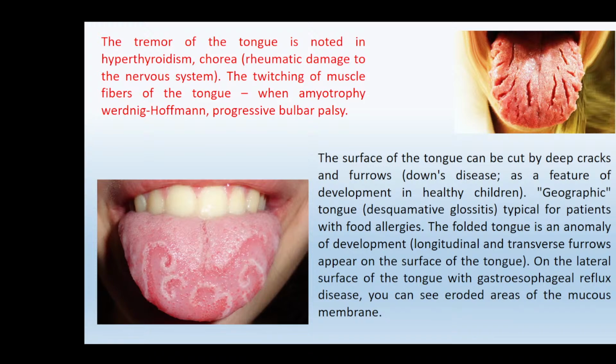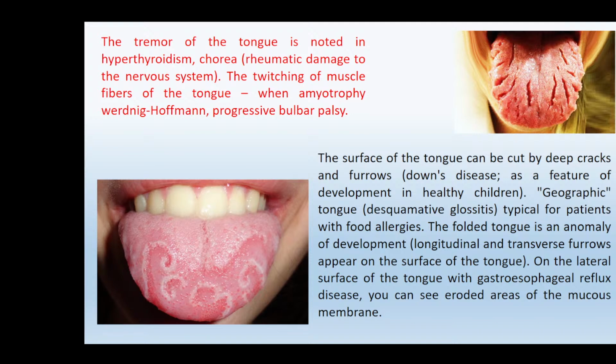The tremor of the tongue is noted in hyperthyroidism, chorea, traumatic damage to the nervous system. Twitching of muscle fibers of the tongue occurs in amyotrophy, Werdnig-Hoffmann disease, progressive bulbar palsy. The surface of the tongue can have deep cracks and furrows. This is a feature of development in healthy children. Geographic tongue you can see in the pictures.